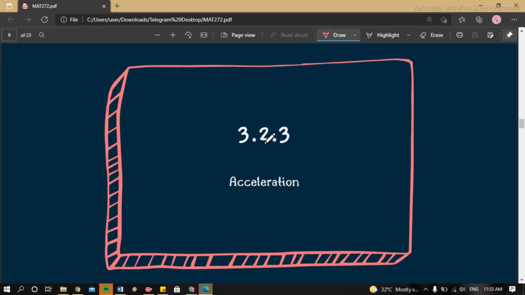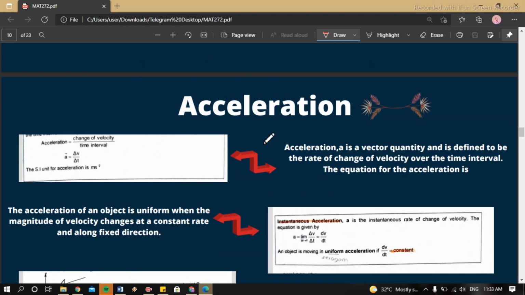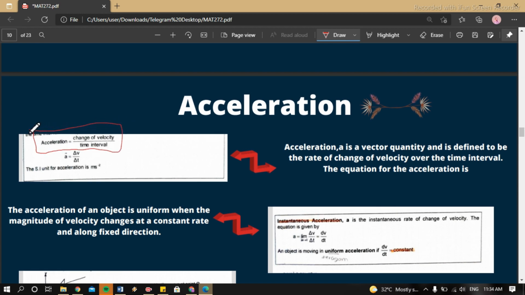Next, we move to 3.2.3, which is acceleration. Acceleration is a vector quantity and is defined to be the rate of change of velocity over the time interval. The equation of the acceleration is acceleration equal to change of velocity over time interval. So the SI unit for acceleration is meter per second squared.